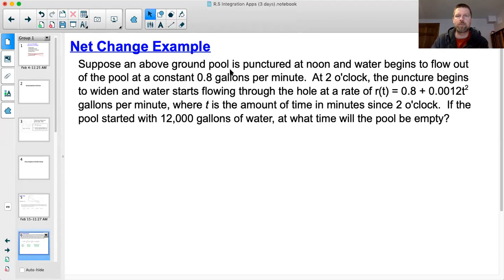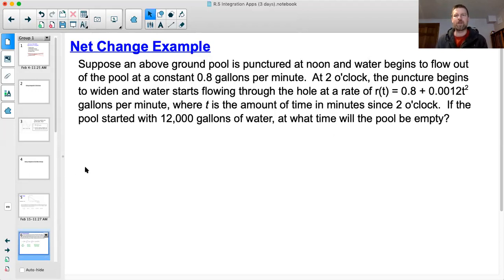Suppose an above ground pool is punctured at noon and water begins to flow out of the pool at a constant 0.8 gallons per minute. At 2 o'clock, the puncture begins to widen and water starts flowing through the hole at a rate of R of t equals 0.8 plus 0.0012 t squared gallons per minute, where t is the amount of time in minutes since 2 o'clock. If the pool started with 12,000 gallons of water, at what time will the pool be empty?